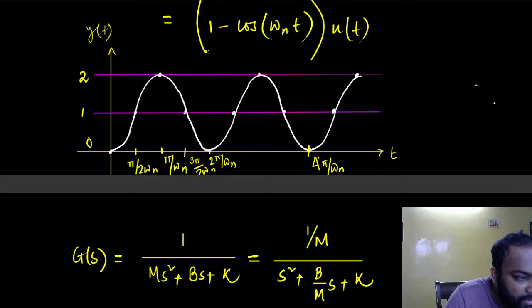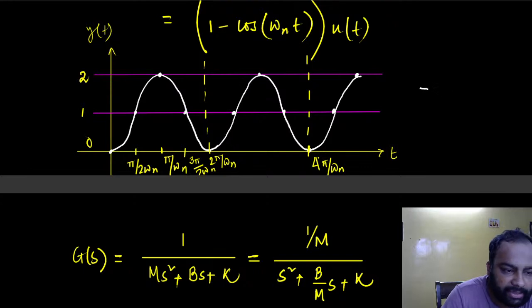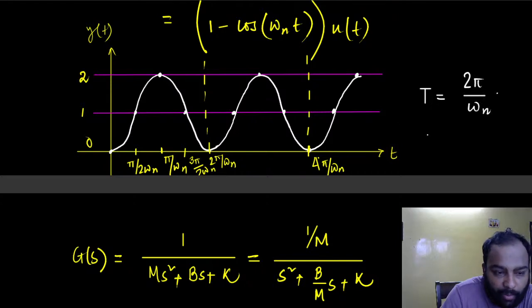If you look at it, that's one complete oscillation. Then this is one complete oscillation. All right, so one complete oscillation takes this much amount of time. So that takes 2 pi by omega n amount of time. Now, if I ask you, what is the frequency of oscillation?